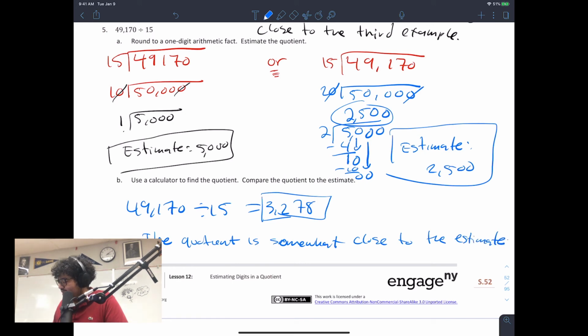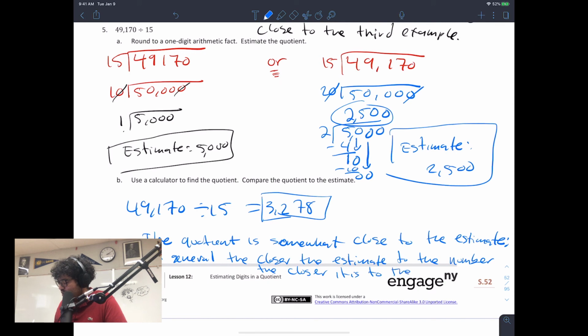We can say that, but then we can also say, but remember, however, it's not as accurate as previous exercises and examples where the divisors were closer to multiples of 10. In general, I can say, in general, the closer the estimate to the number, the closer it is to the actual quotient. Okay, so we can say that in general. All right.